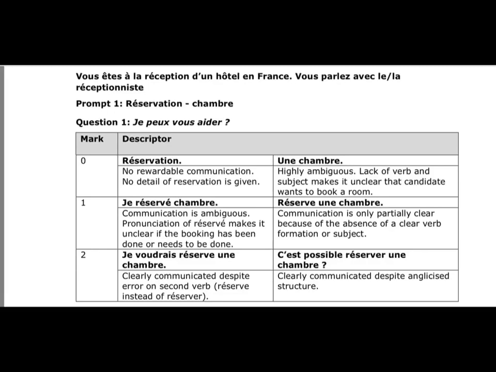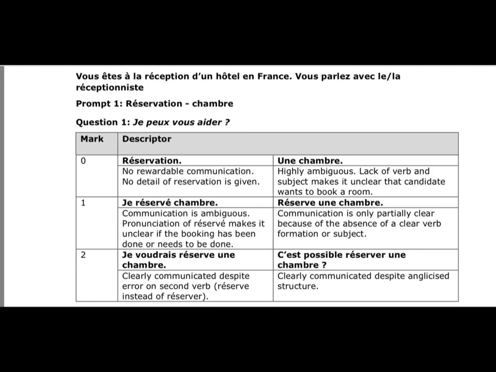So question 1, this is what I, as the teacher, would say to you. I'm playing the part of the receptionist. So I would say, "je peux vous aider?" Can I help you? Now, if you simply said to me, "réservation," you get no marks because it's no reward or communication. There's no detail. You're just saying a random word to me. Similarly, if you just say "une chambre," it's ambiguous. There's no verb. It's totally unclear that you want to book a room.